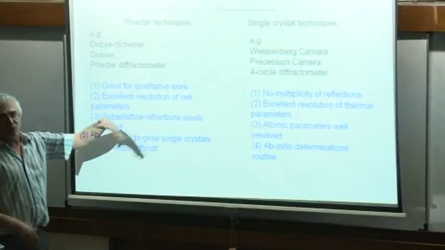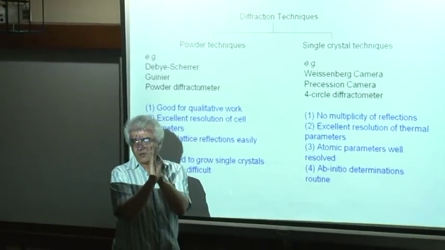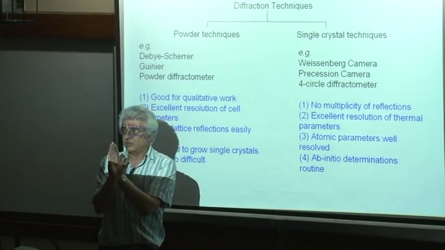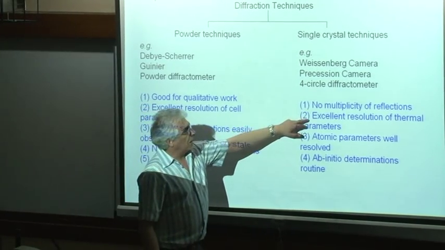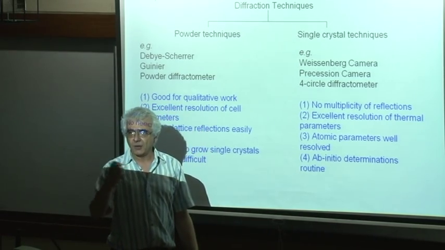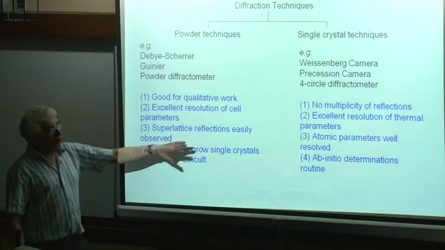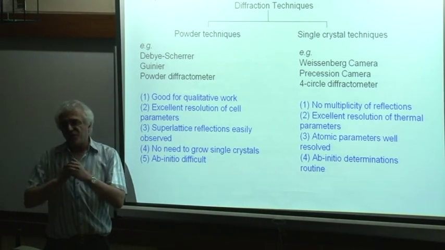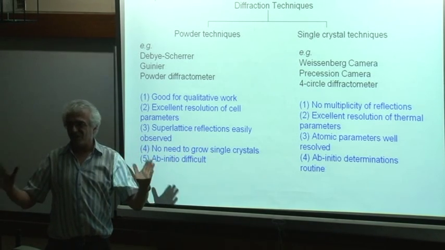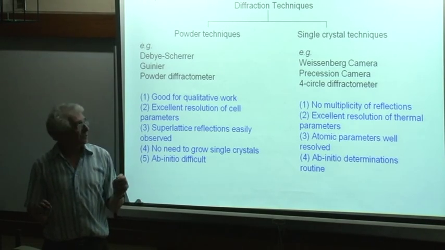Multiplicity of reflections we'll talk about next time. This is when you have degenerate, it's not energy, but you have reflections with the same d-spacing. Single crystal gives excellent resolution of thermal parameters, so you can resolve how much your atom is vibrating very, very well. For the atomic parameters, if you have a choice, you use single crystal for doing your crystal structure because it will give you much better parameters. There's more data.